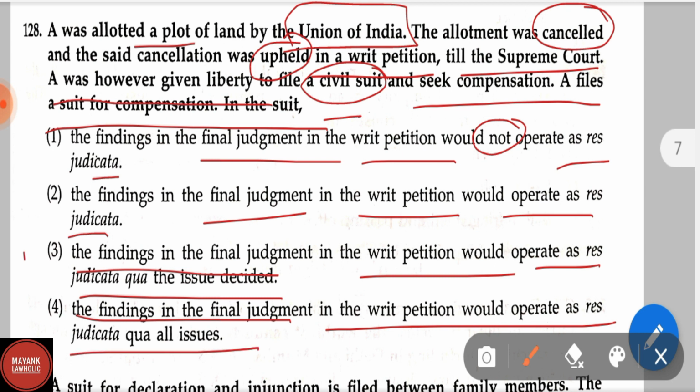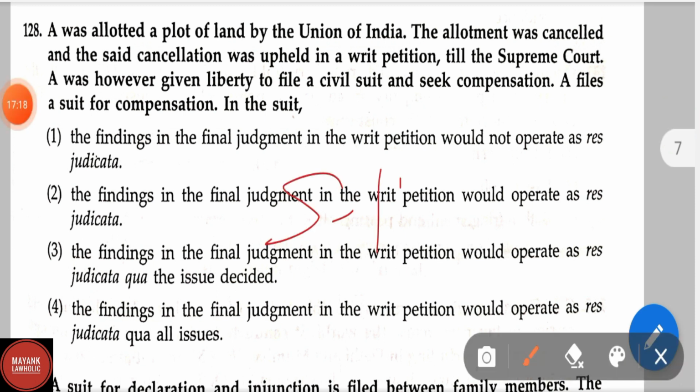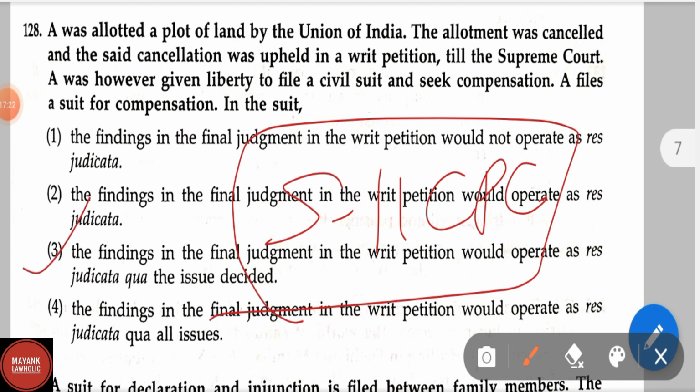Here the correct answer is option 3, because the findings in the final judgment, according to this question, in the writ petition would operate as res judicata, the issue decided. You have to know about the doctrine of res judicata. The doctrine of res judicata operates as a bar on the jurisdiction of a court to try a suit which has been conclusively decided by the court with the same party, same subject matter under the same title. And it has been given in Section 11 of the CPC. The correct answer is option 3.